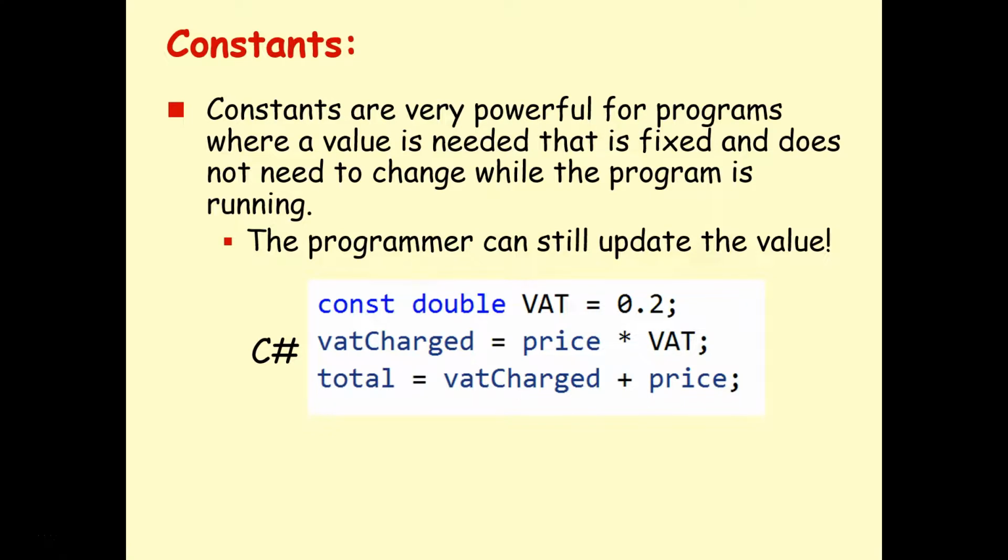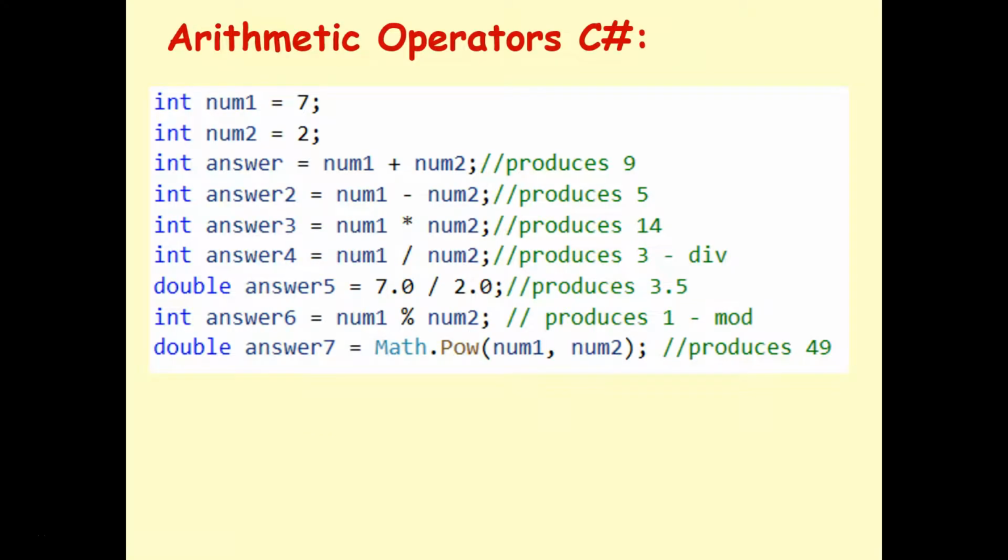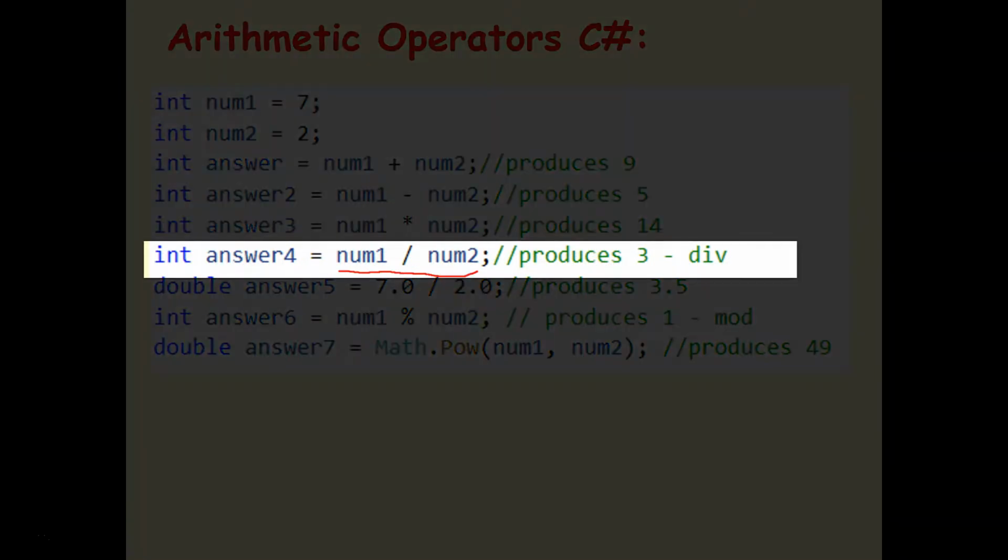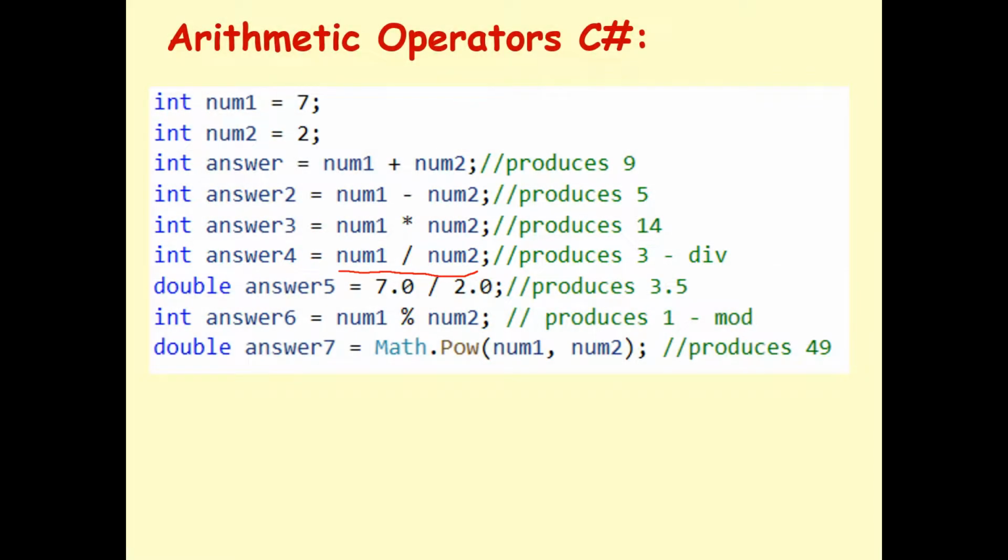So I can set it as a programmer and I don't have to worry about accidentally editing or changing it later on. Arithmetic operators are very similar to what you will see in most languages. Just a couple of notes I want to go through here. So you can see here I'm doing a division. Because num1 and num2 are both integers, doing the division automatically will give us the answer 3, not 3.5.